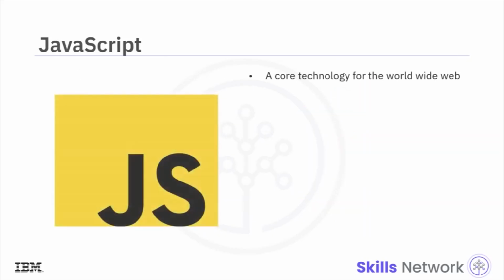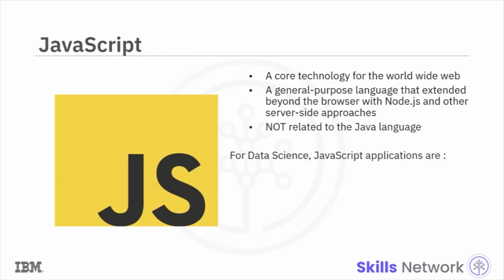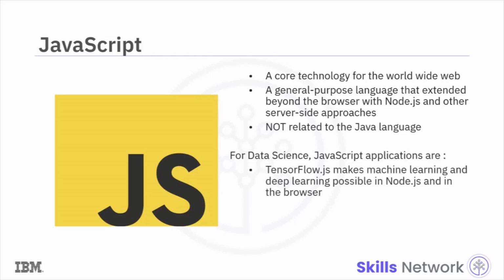A core technology for the World Wide Web, JavaScript is a general-purpose language that extended beyond the browser with the creation of Node.js and other server-side approaches. JavaScript is not related to the Java language. For data science, undoubtedly, TensorFlow.js is the most popular implementation.